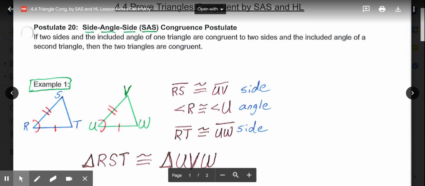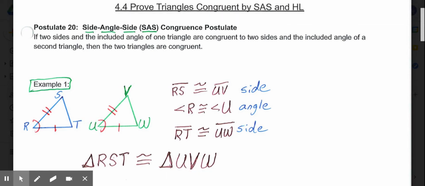So let's go back to the postulate. If two sides and the included angle of one triangle are congruent to two sides and the included angle of a second triangle, then those two triangles are congruent. So in that case, we would need two sides of equal length and one angle measure of the same degrees.